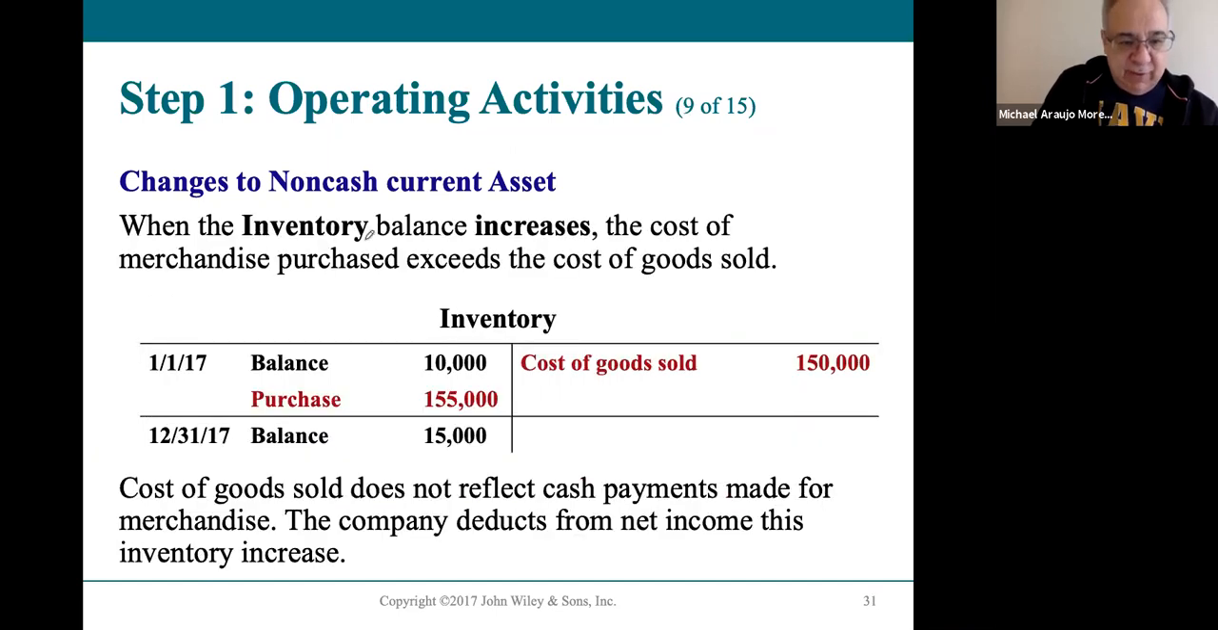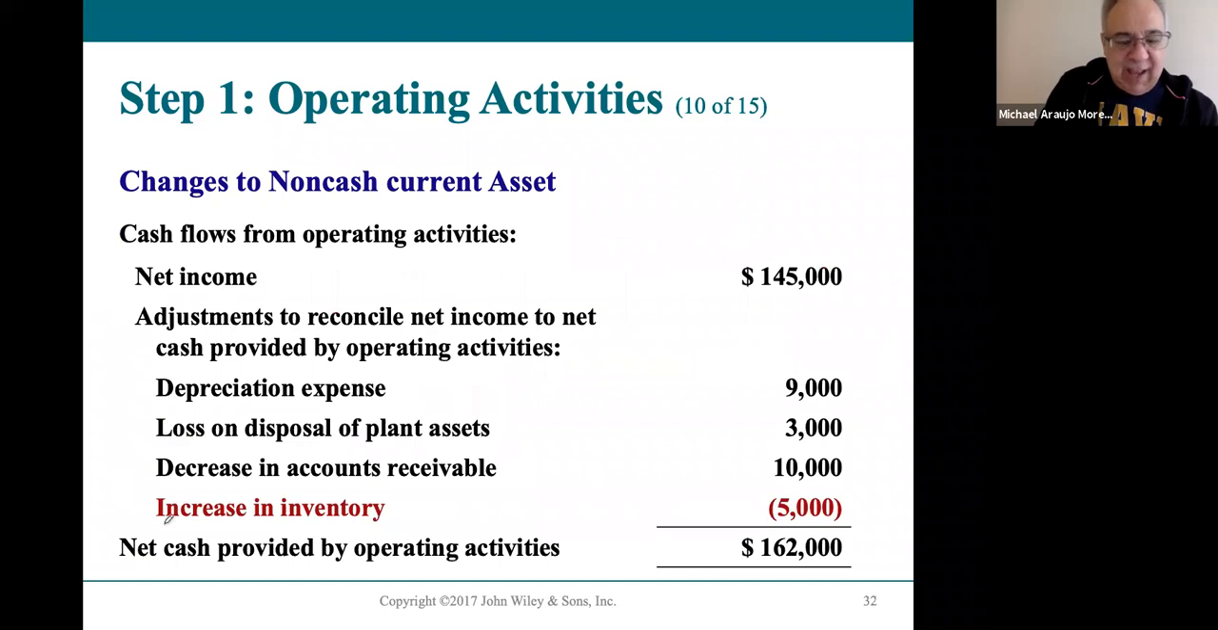Another thing we do is we look at inventory. In this case, remember, we went from $10,000 of inventory to $15,000 of inventory. If you had more inventory, you had to use cash to buy it. So more inventory, in essence, means less cash because you have to use cash to buy your inventory. So thus, you have to take the cash away. Any increase in inventory uses cash. So that means if we used cash, we take it away.